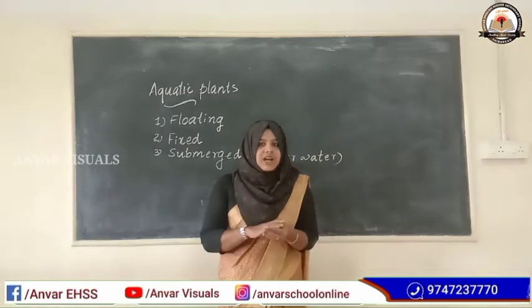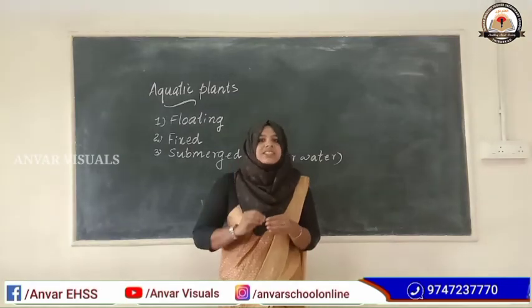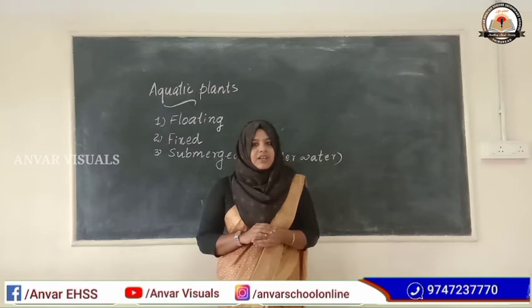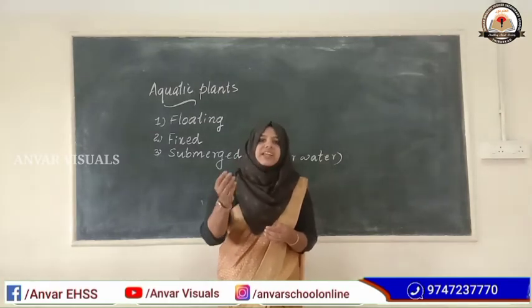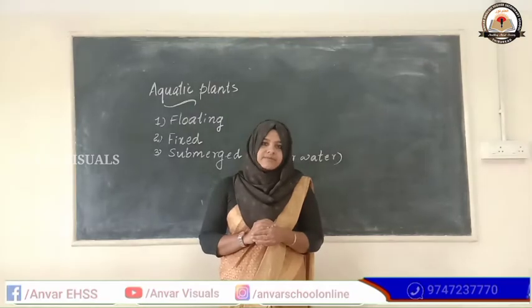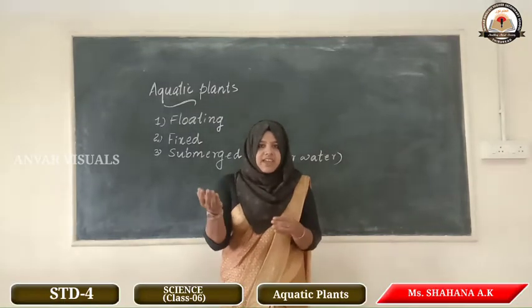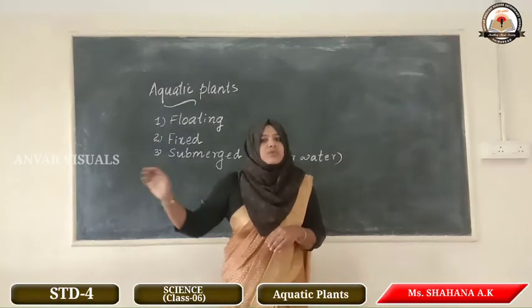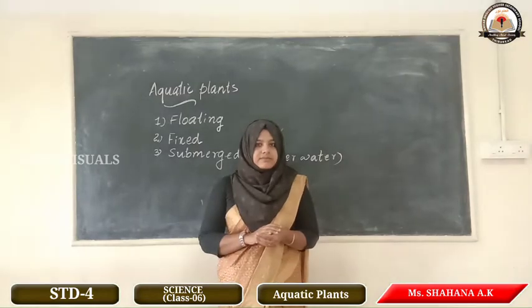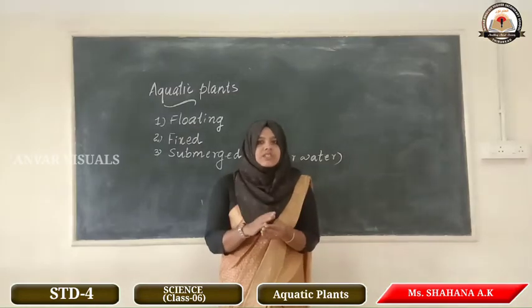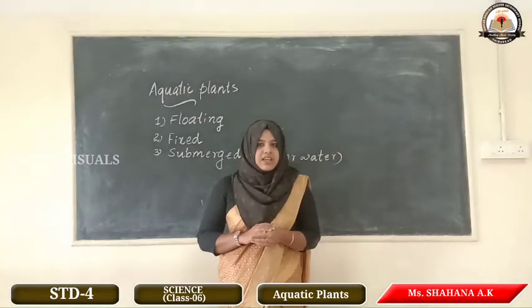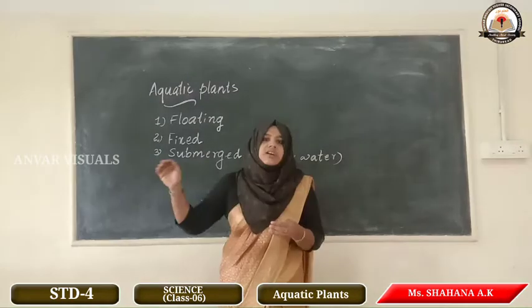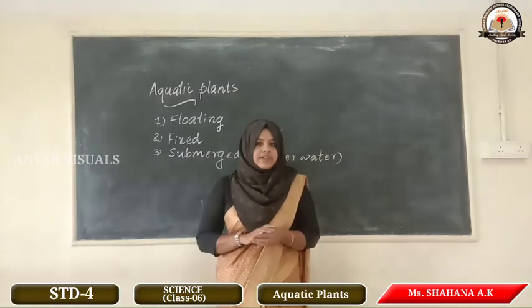Then these floating aquatic plants are very light and spongy. Spongy means they contain many holes so they can contain air. As they contain air, they float on water. So, floating aquatic plants are very light and spongy, and they contain many air holes, so they float on water.